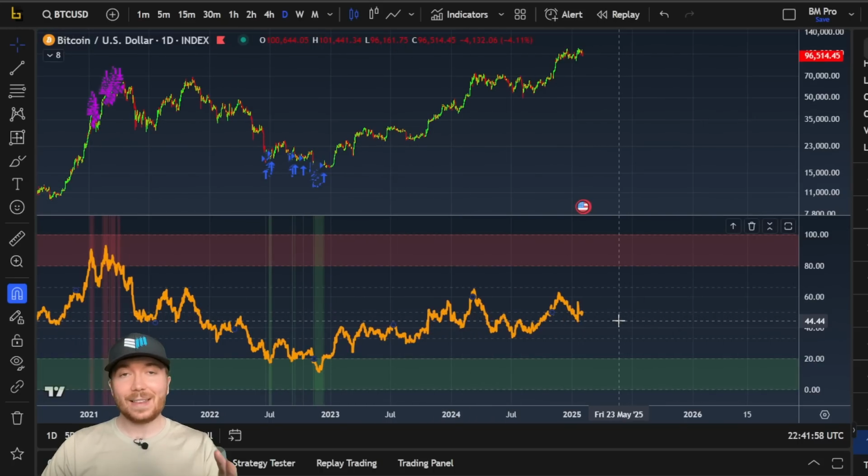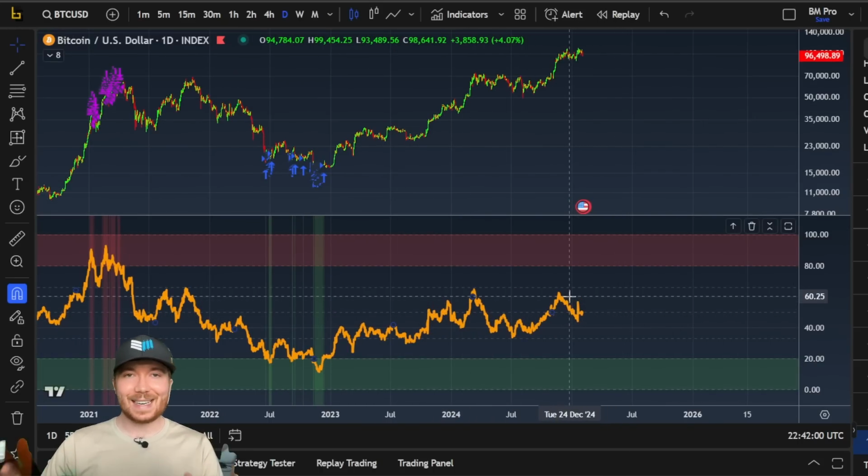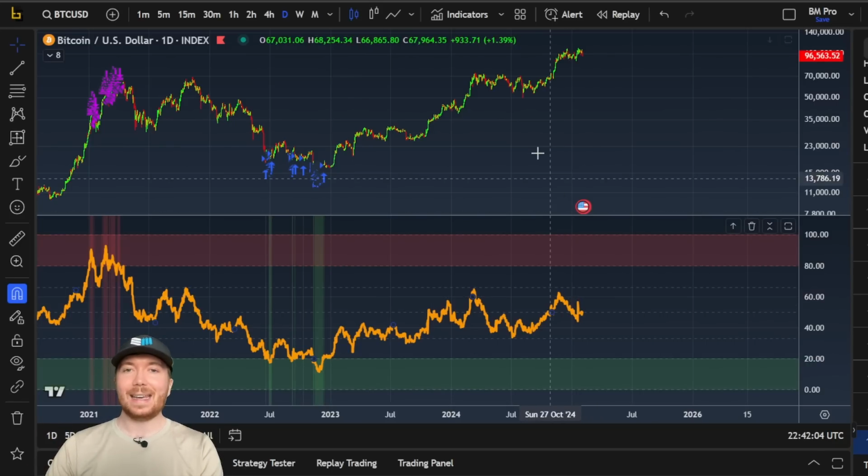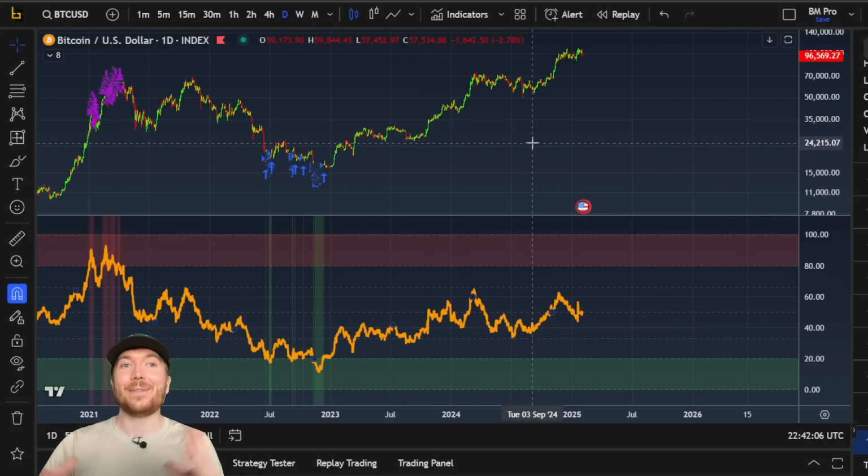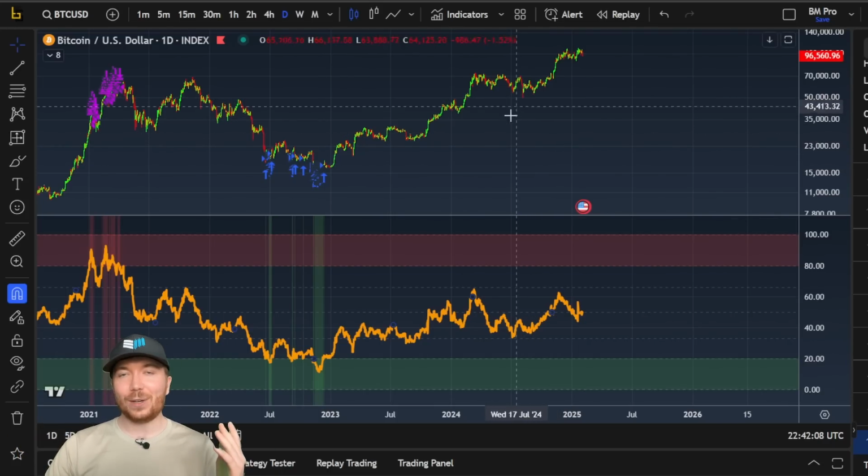So looking at the everything indicator, of course, this again maybe shouldn't be relied on just on its own, but it definitely should be something you take into consideration, considering this takes everything into consideration when doing your Bitcoin investing and analysis.